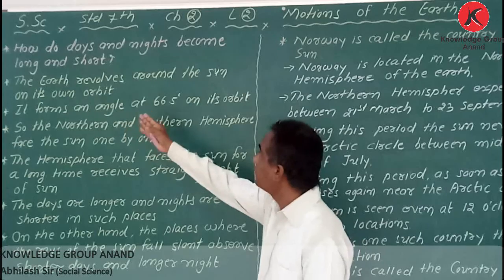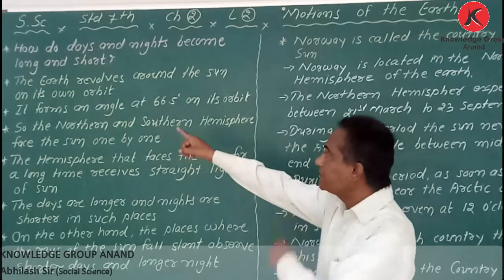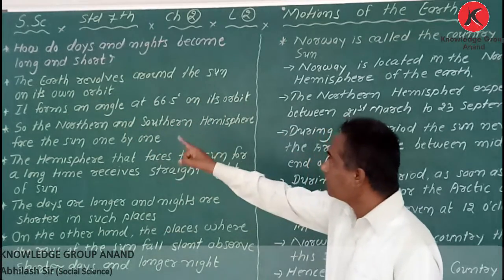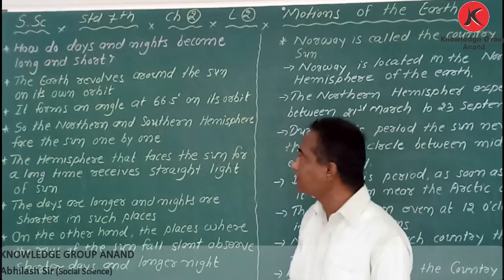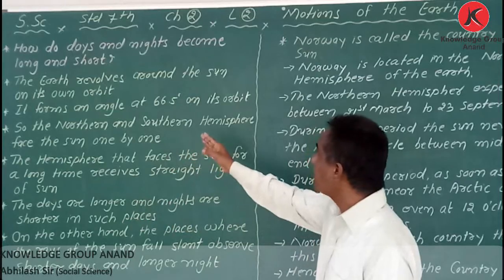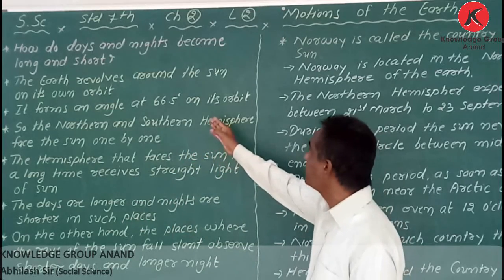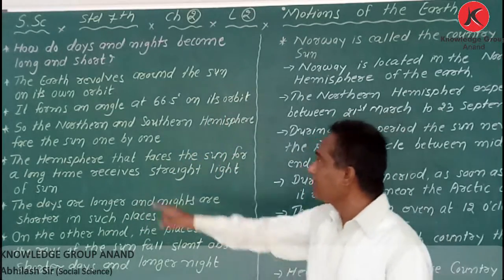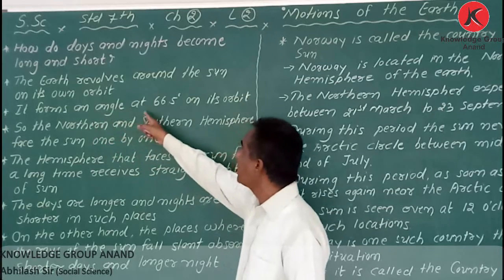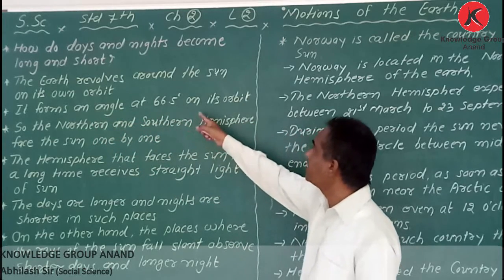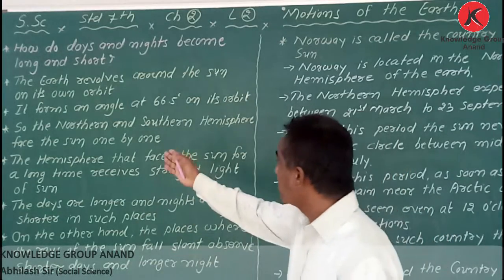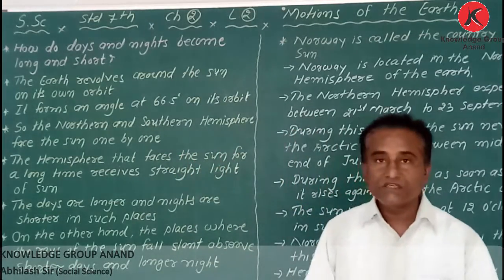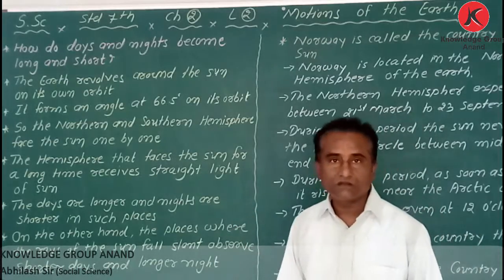The Earth revolves around the sun on its own orbit. It forms an angle of 66.5 degrees on its orbit. So the northern and southern hemispheres face the sun one by one.